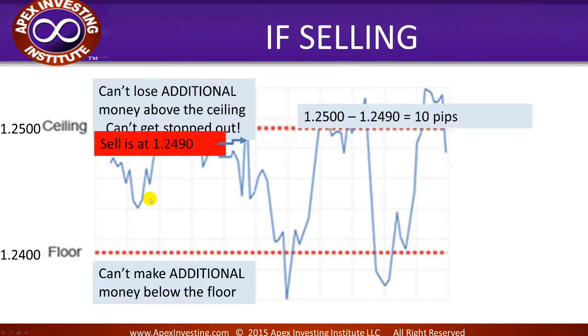So if every pip or tick or whatever you want to call it is worth $1, and I sell first, I can't lose any money above the ceiling. This is one of the beautiful things. You get like this massive leverage here. I cannot lose any additional money above the ceiling. I can't make any additional money below the floor. So if I sell at $24.90 and the ceiling is $2,500, the difference between those two numbers is what?